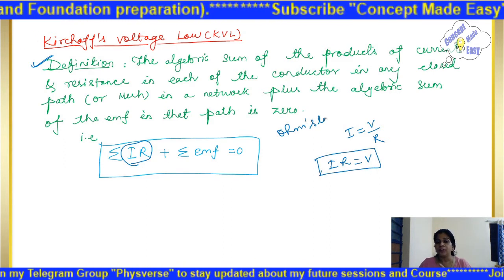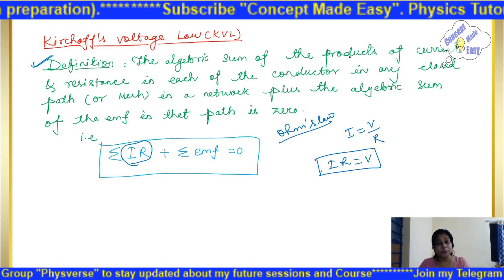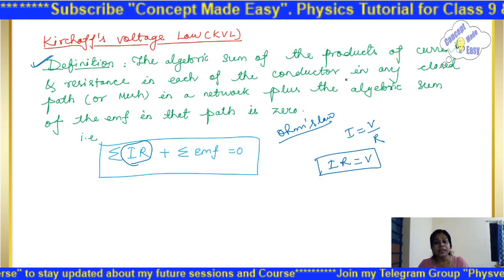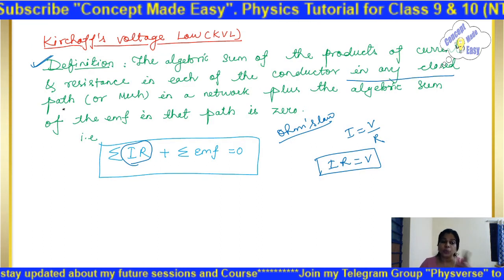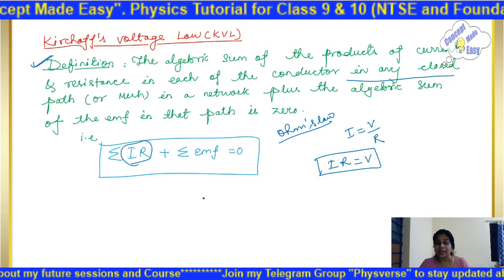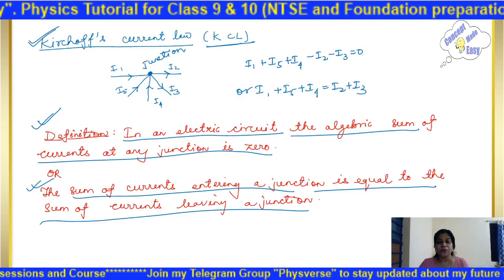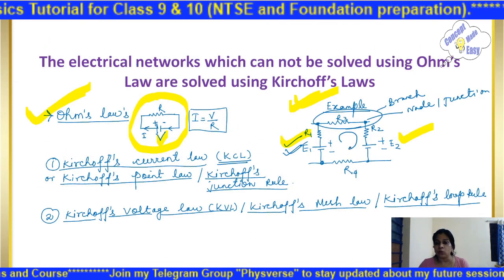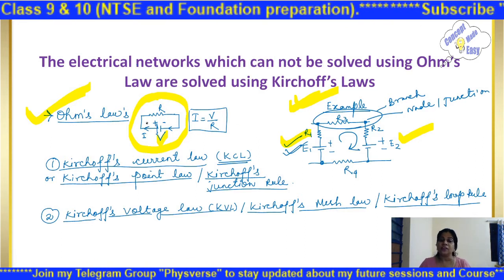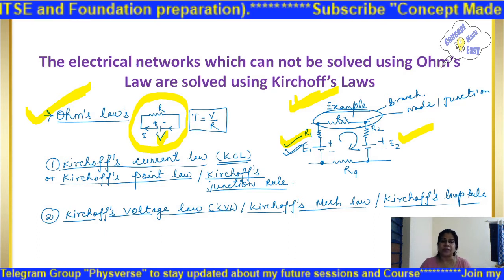Okay. So the algebraic sum of products of current and resistance in each of the conductors in any closed path. I mean a closed path. If I am talking about a closed path, you can see, I am just moving to the previous slide. You can see this is an example of a closed path. This is an example of a closed electrical network. This is also an example of a closed path. This is also an example of a closed electrical network.